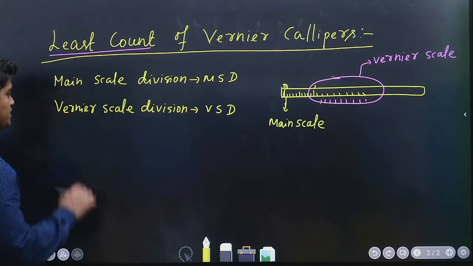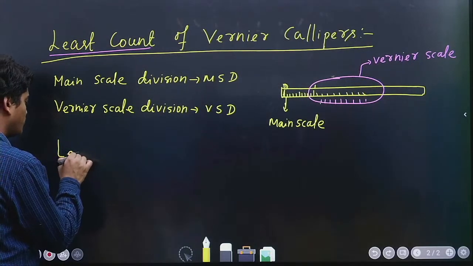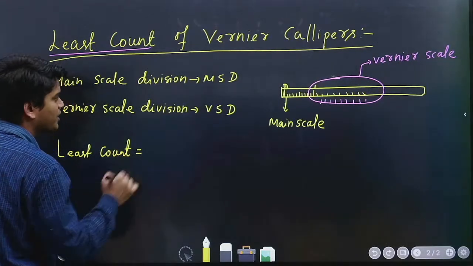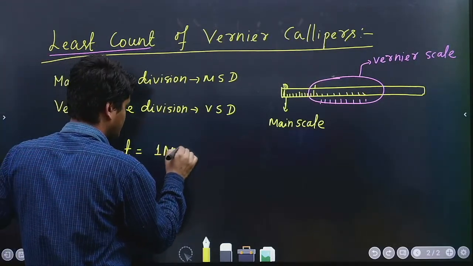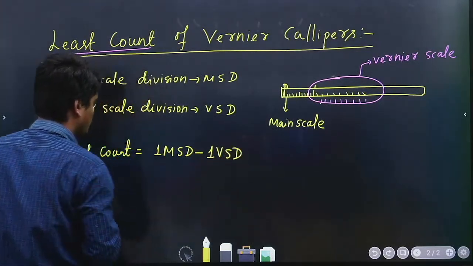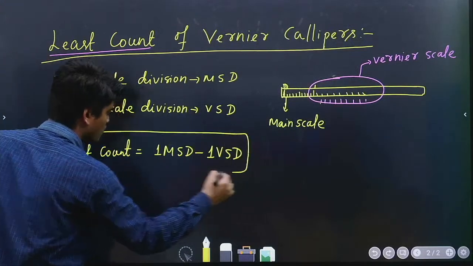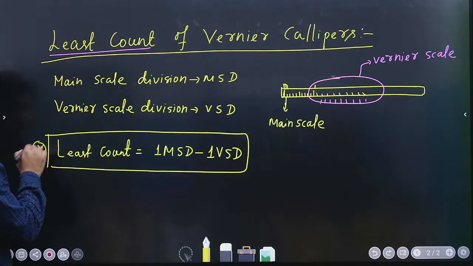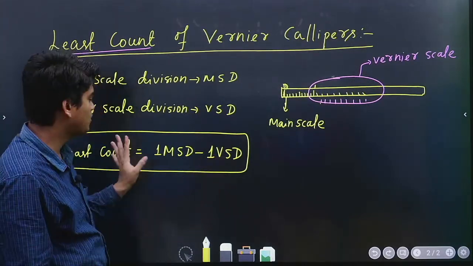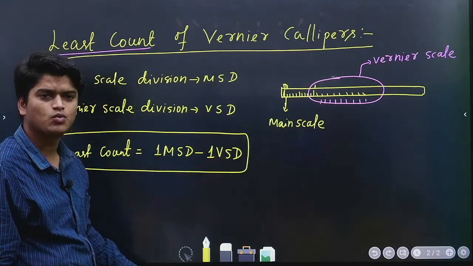After that, what will happen? Now if you want to find the least count, what to find? In the least count, 1 MSD minus 1 VSD. What will we do always? Least count is equal to 1 MSD minus 1 VSD. This is always correct. Least count is always 1 MSD minus 1 VSD.